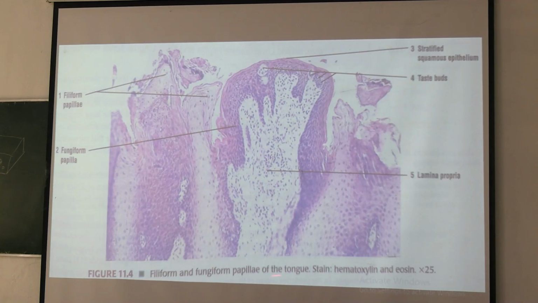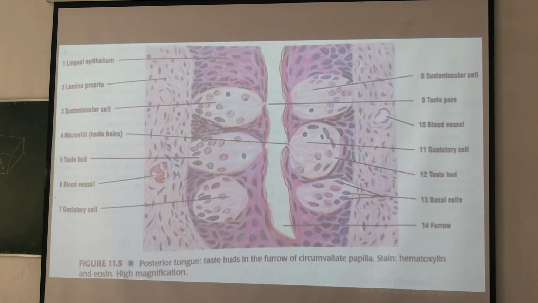This is filiform and fungiform. This is fungiform and these are the filiform. Okay, see the keratin layer, they are dead cells, okay. More pink in color, and here is the lamina propria extending into the papilla.